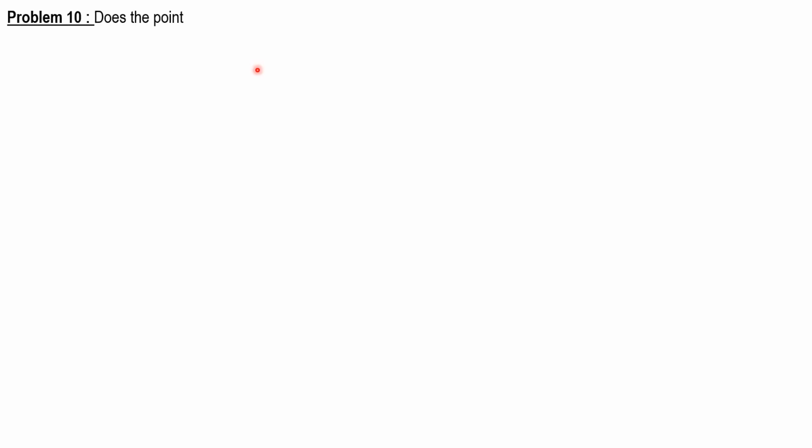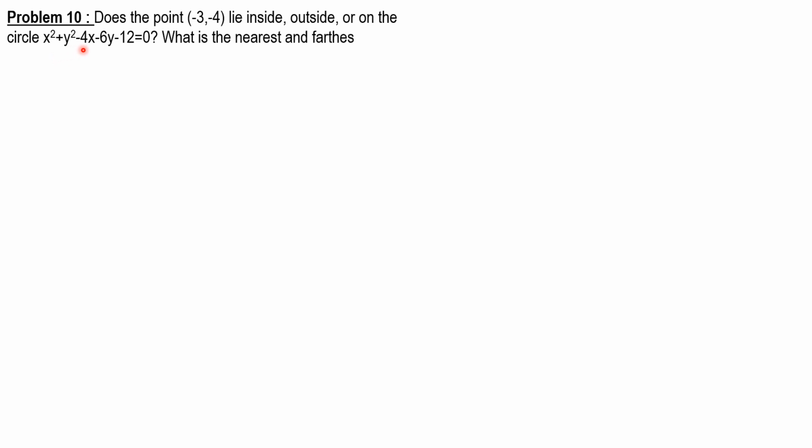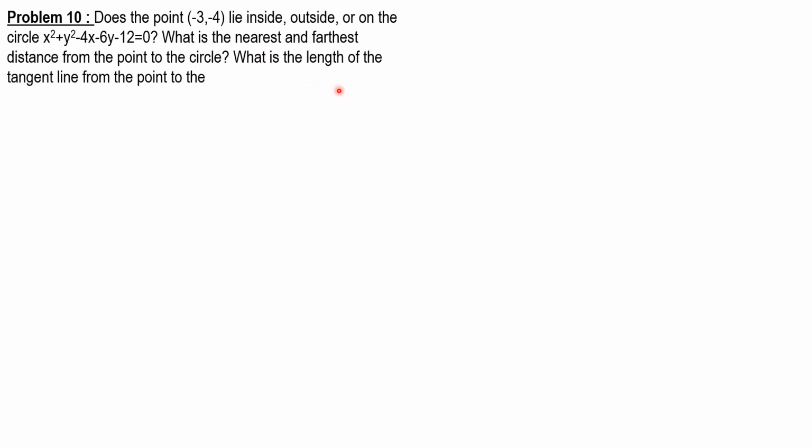Problem 10. Does the point (-3, -4) lie inside, outside, or on the circle x squared plus y squared minus 4x minus 6y minus 12 equals 0? What is the nearest and farthest distance from the point to the circle? What is the length of the tangent line from the point to the circle? What is the length of the chord 3 units from the center of the circle?